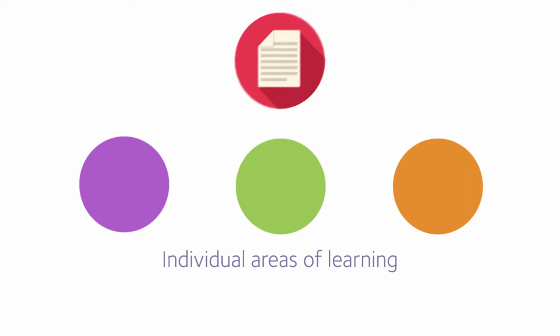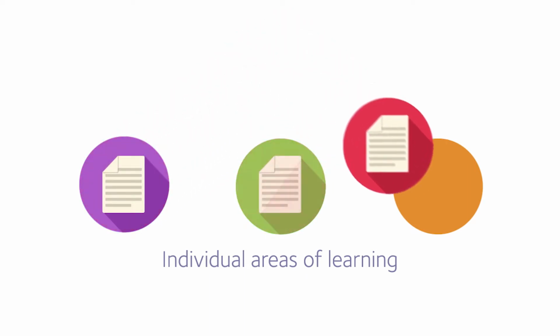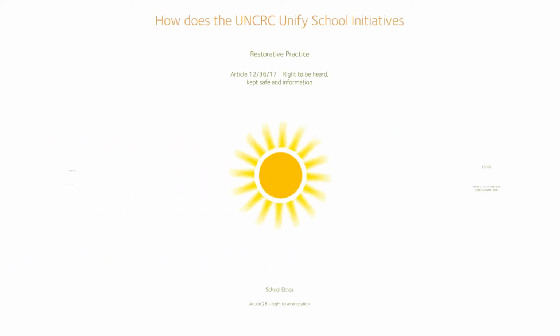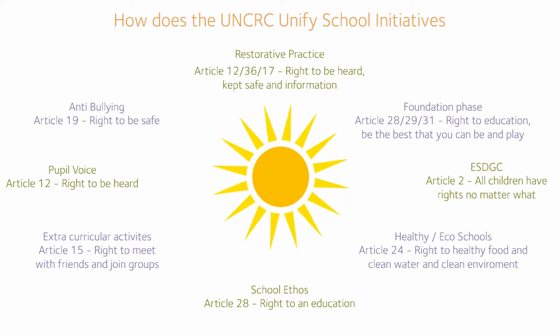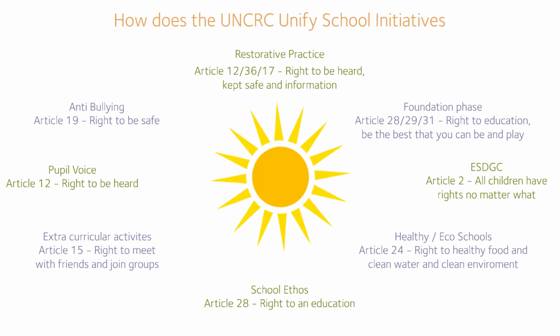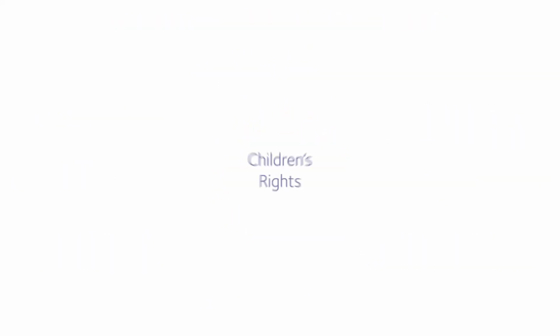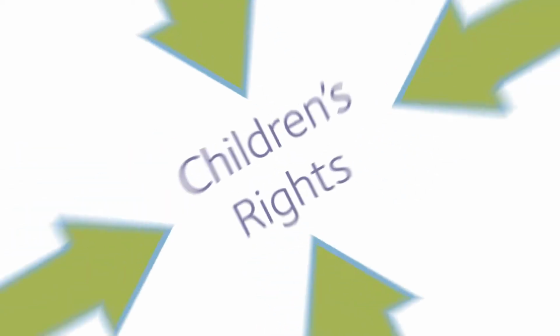It is not possible, nor is it appropriate, to allot different articles of the UNCRC to individual areas of learning, but it can be seen that many of the articles are a common thread through all areas of learning and are already embedded into your settings, ethos and curriculum, as this diagram shows. Putting children's rights at the centre of planning is an essential requirement for all educational settings throughout Wales.